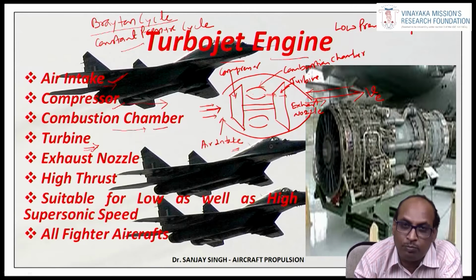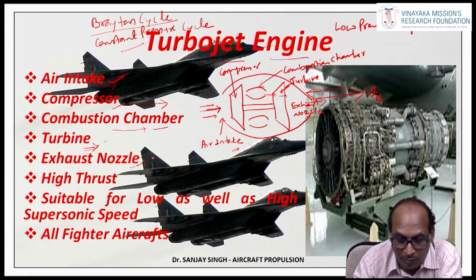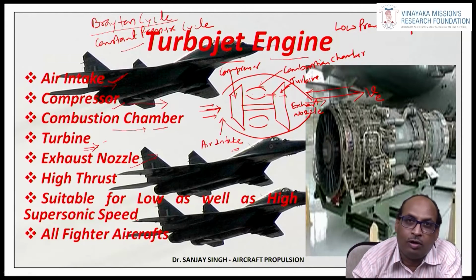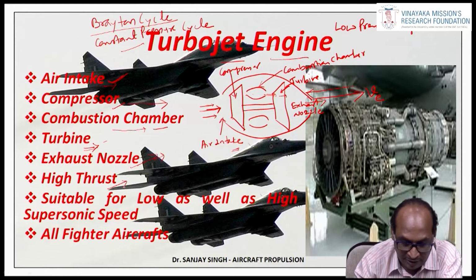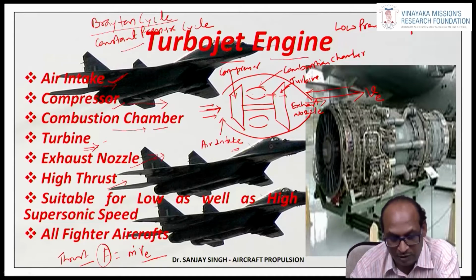As I told you, the very purpose of the turbine is to extract power from the hot exhaust gases. Then the exhaust nozzle makes the hot exhaust gases, which have lost their pressure, leave the engine at very high velocity, thereby creating a high thrust force. As I told you, F is equal to m dot VE. So when VE is more, the thrust force is greater. So a high amount of thrust is produced.